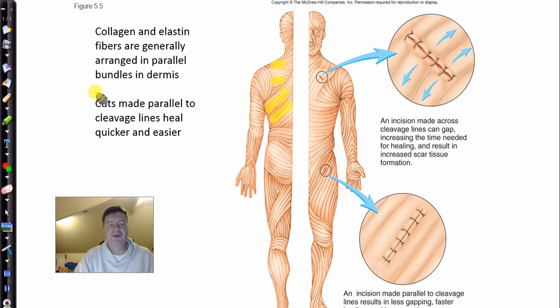This is significant, especially when we're talking about surgery, because if a surgeon were to cut across the cleavage lines here, and make an incision across that, it's going to result in probably scar formation because the collagen and the elastin fibers really can't connect quite fast enough to avoid a scar being formed. However, incisions that are made parallel to the cleavage lines tend to heal much more quickly and result in less scarring.